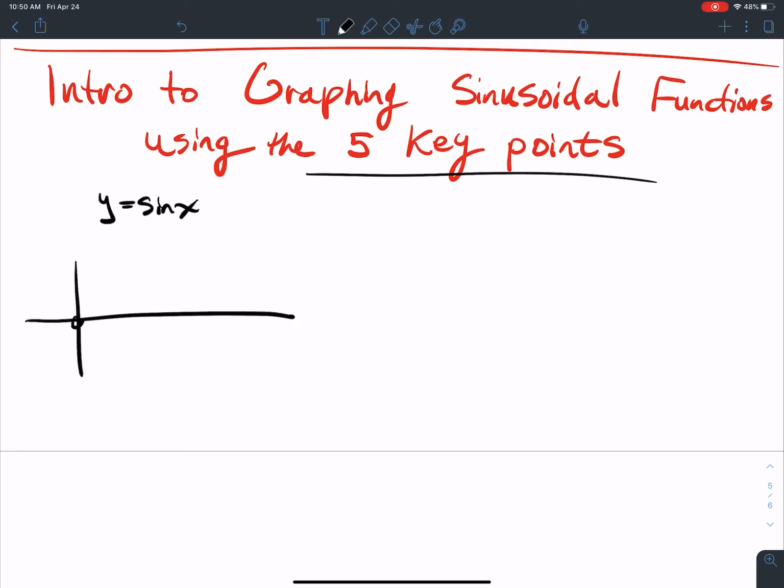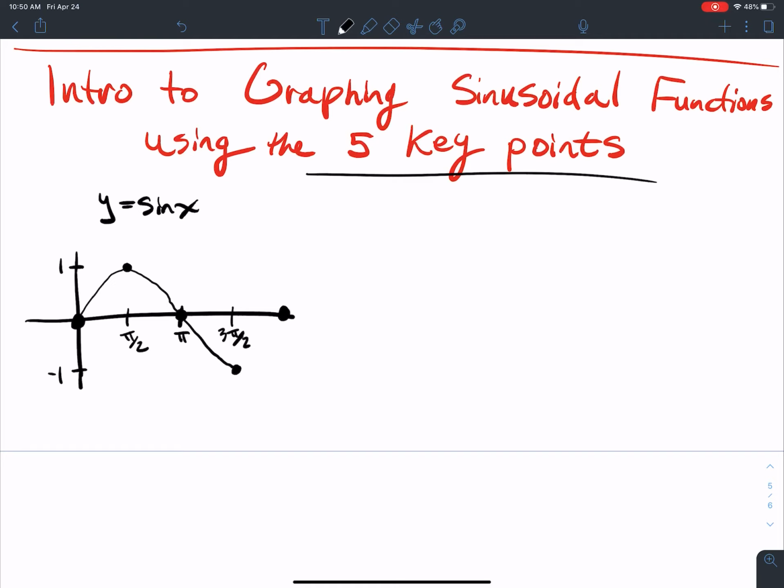So we start here at (0, 0). By the time we get to pi over 2, we're up to 1. By the time we get to pi, we're back down to 0. So we go up, and then we go back down. And by the time we get to 3 pi over 2, we're down to -1.